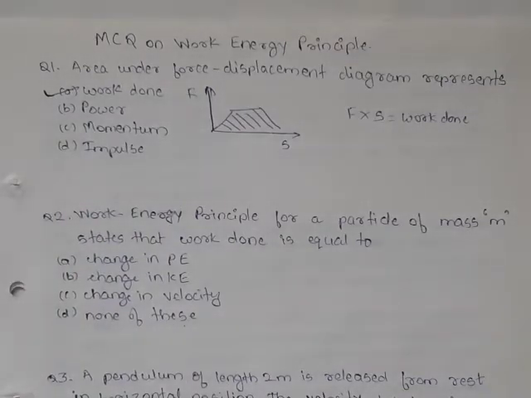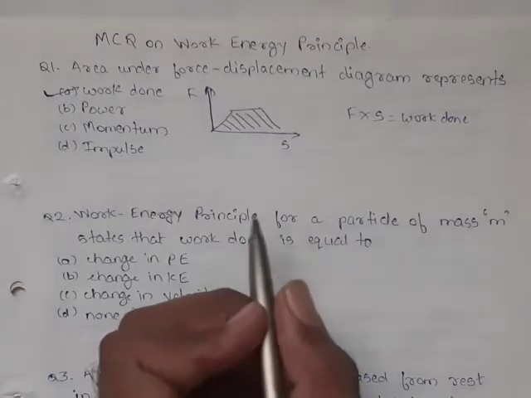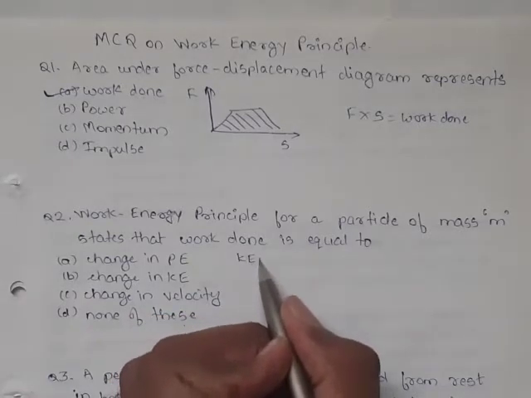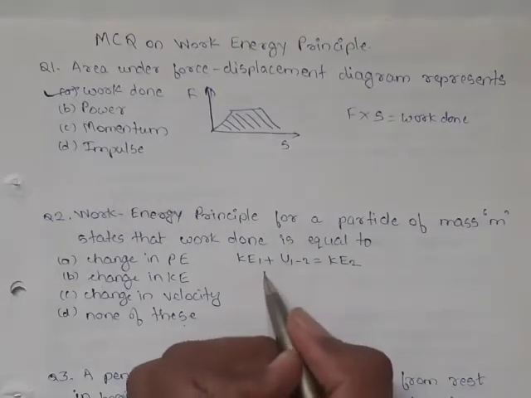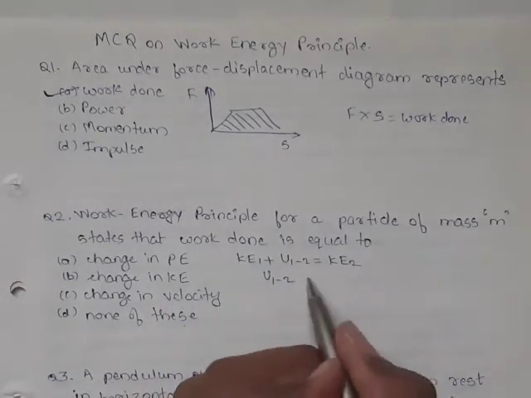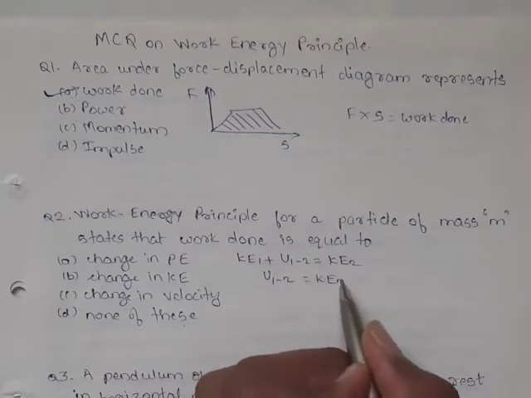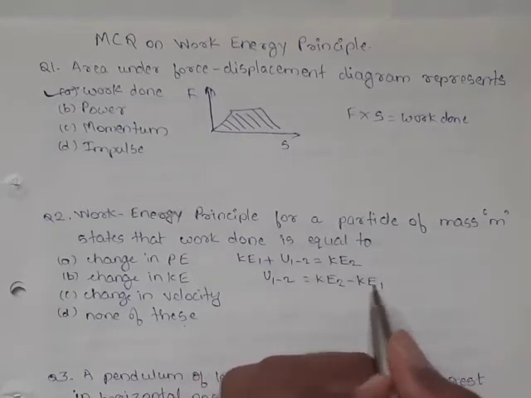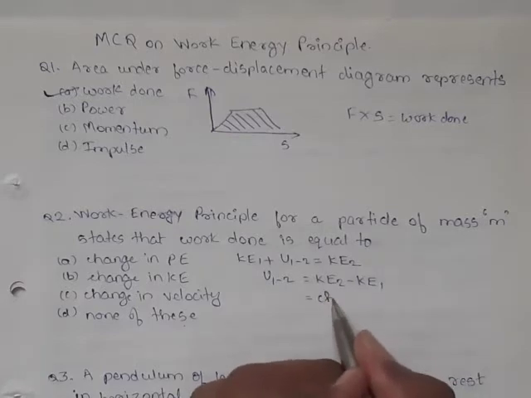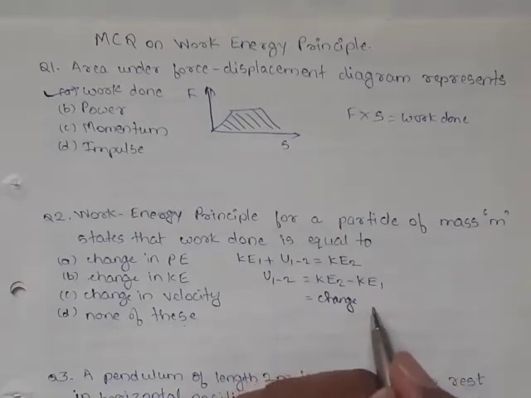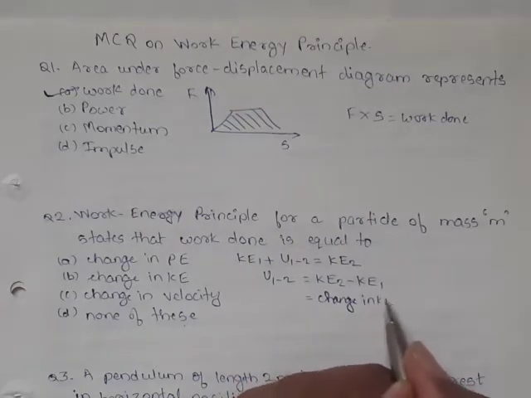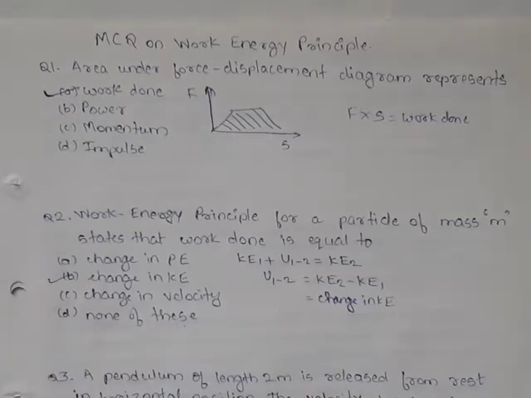For question 2, the work energy principle for a particle of mass m states that work is equal to. The work energy principle is initial kinetic energy plus work done from 1 to 2 equals final kinetic energy. Or work done to move the particle from point 1 to 2 is equal to final kinetic energy minus initial kinetic energy, or we can say change in kinetic energy. So option B is correct.